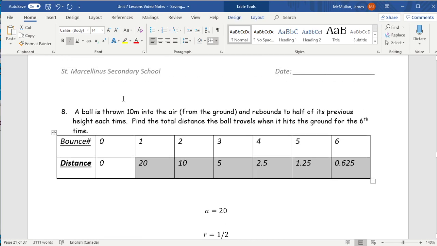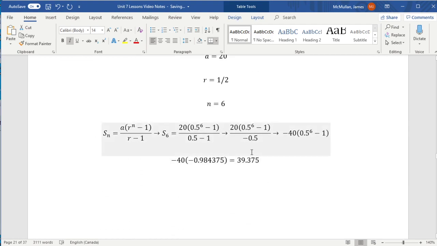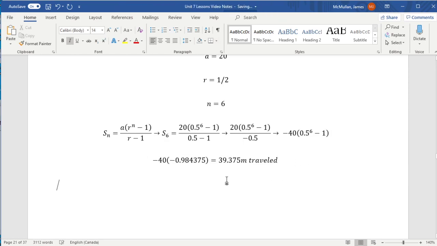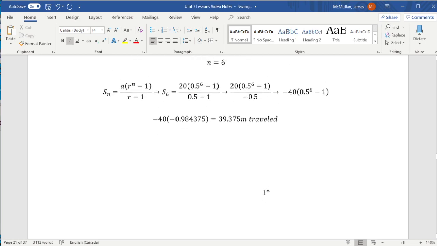Okay? So again, it's just an example of a type of question. It's a little bit different, but it really uses a lot of the same information. 39.375 meters traveled in total.